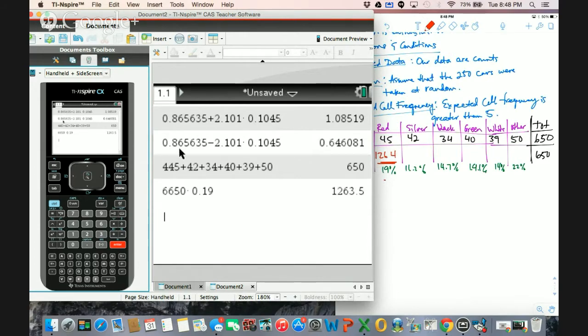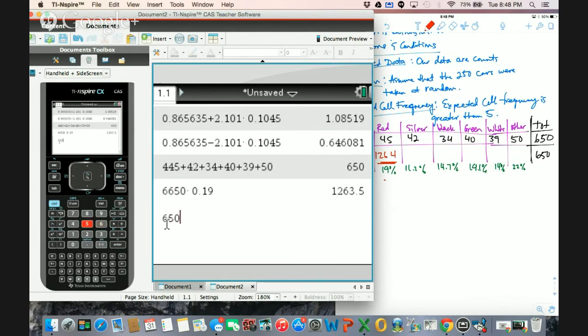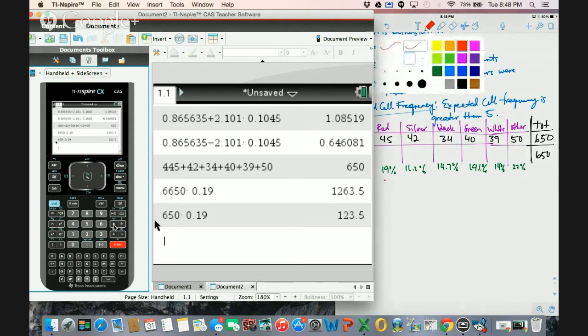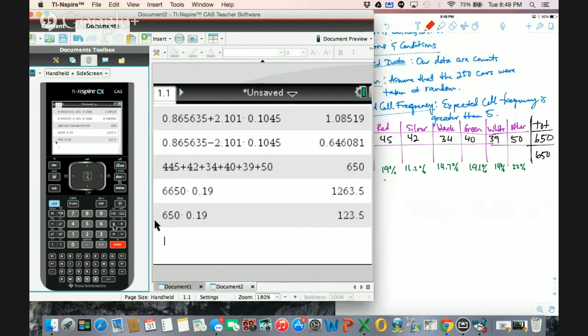Oh, that's not right. It took too many zeros. Sorry, I got to redo that. 650 times 0.19. And how can 19% of something be in the thousands if it's 650? Okay, so 124. That sounds more like it.